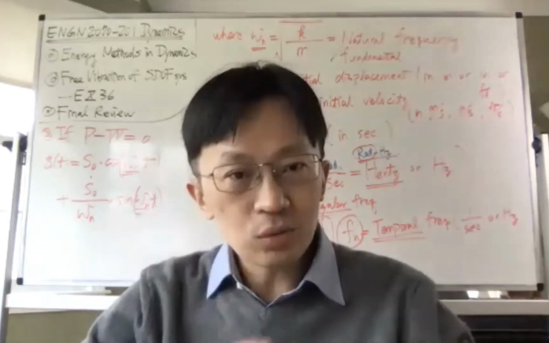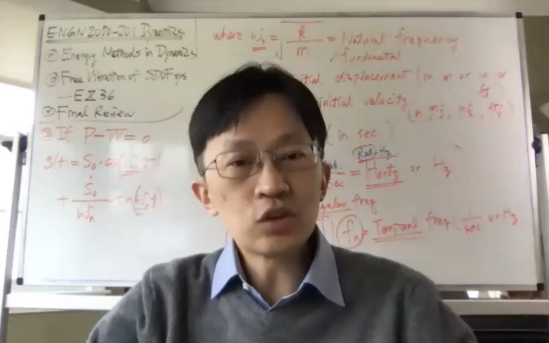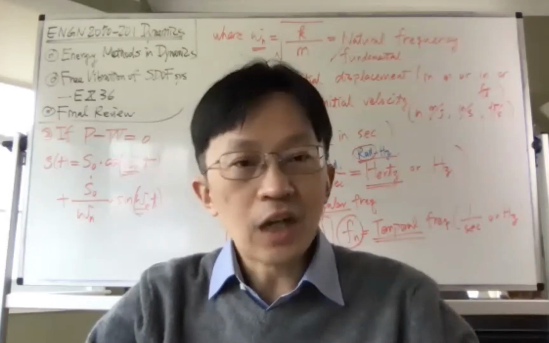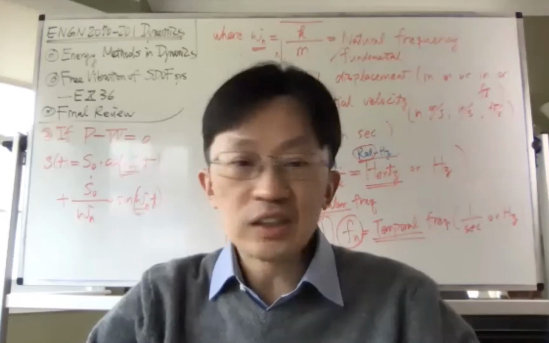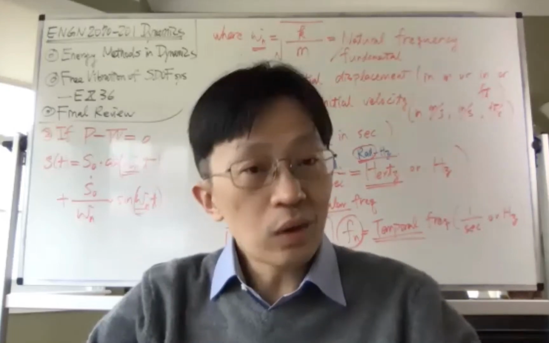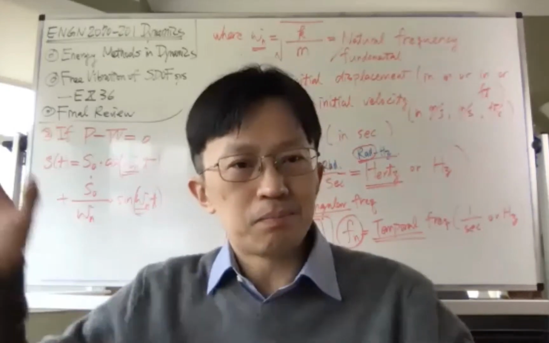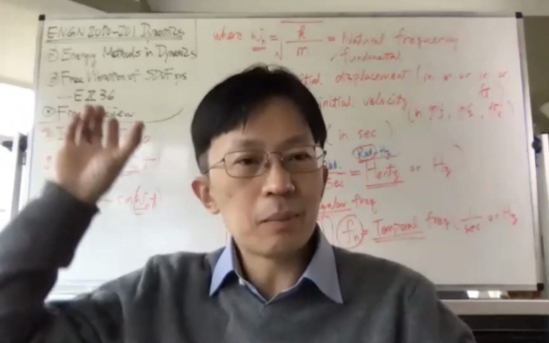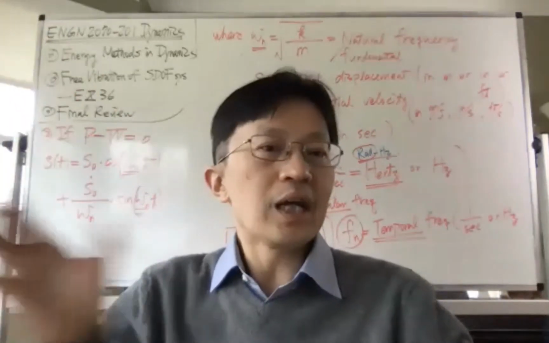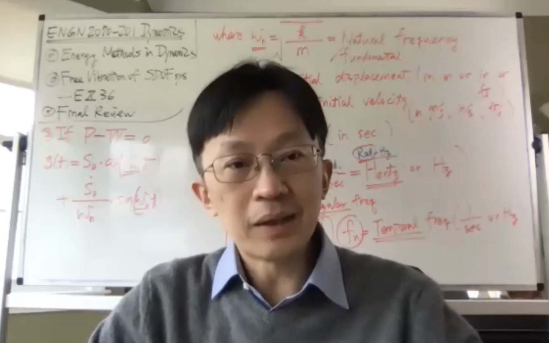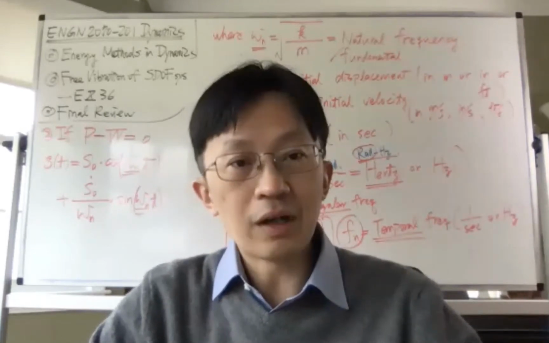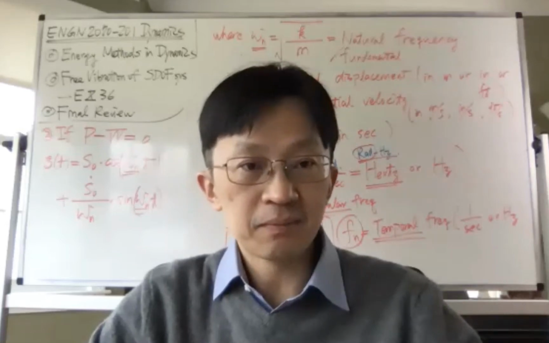But the fundamental drawback in energy methods is that it doesn't give you time. The energy method doesn't give you any information in time. So if you want to know how long this car travels from maybe 50 miles per hour to 80 miles per hour, you cannot figure it out by using the energy method or the energy principle. You have to use the principle of linear momentum to figure it out.